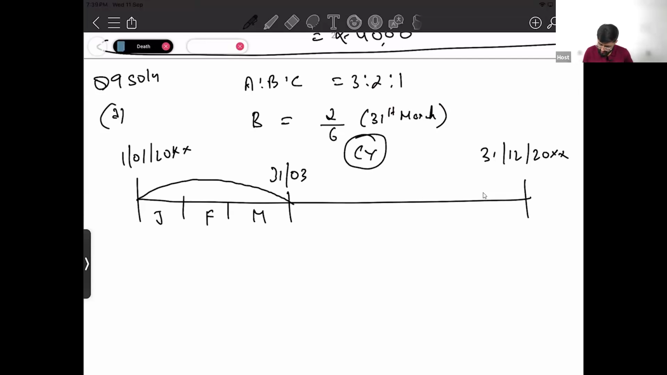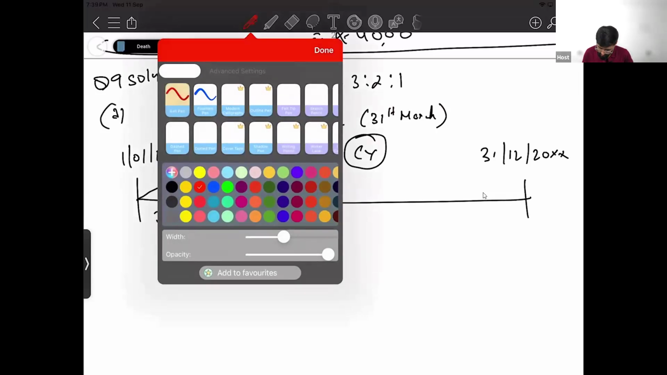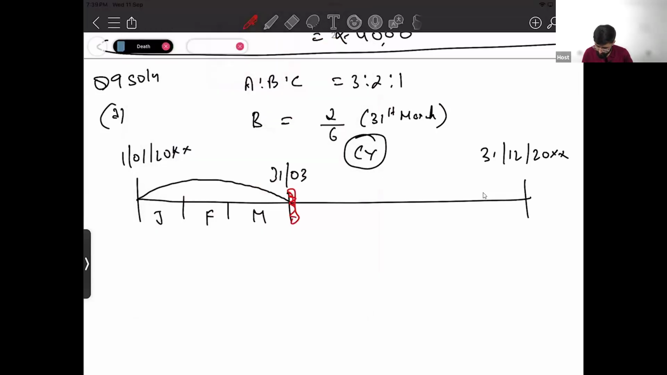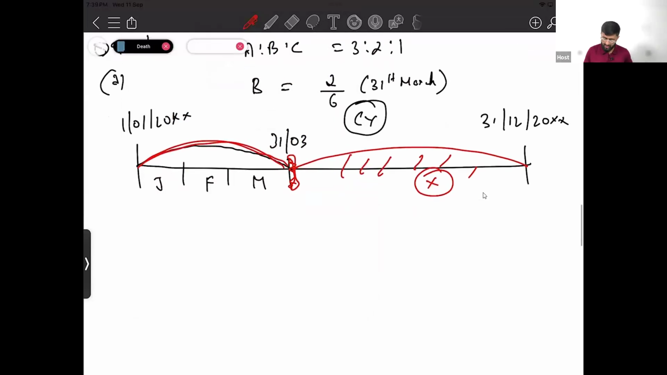For this period he is not a partner. So we just have to calculate the profit for this period for 3 months.